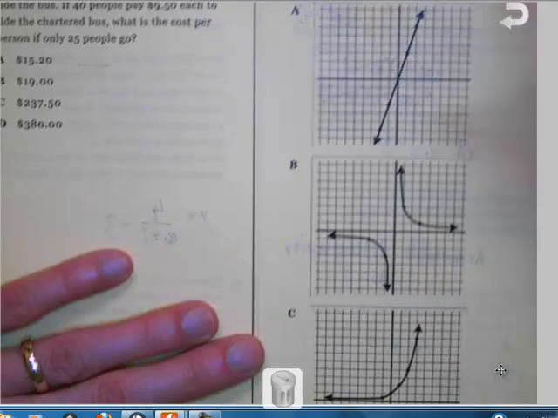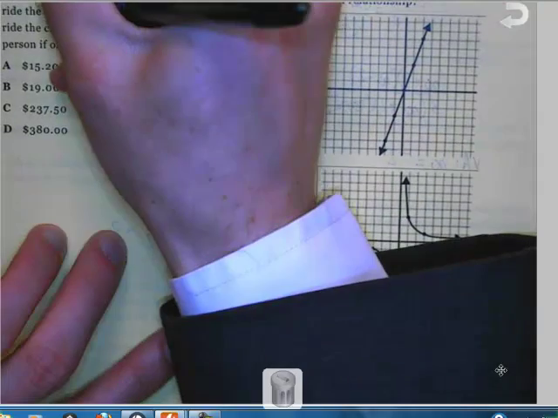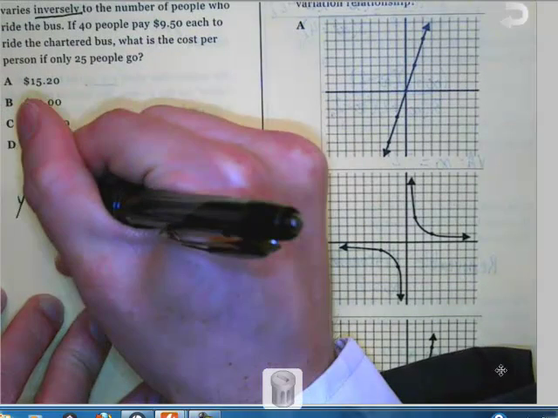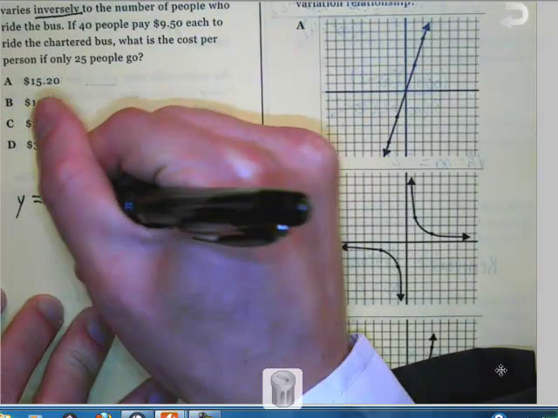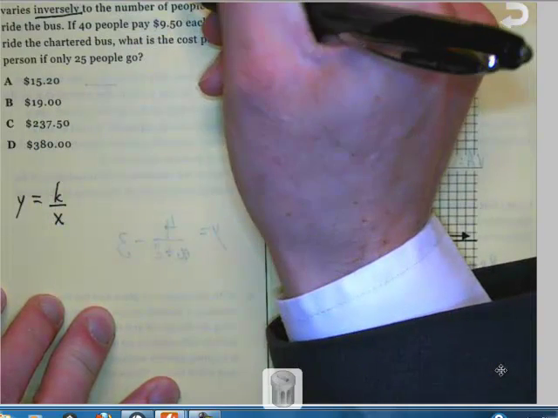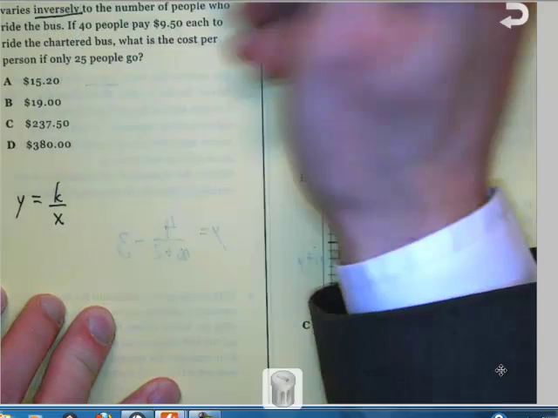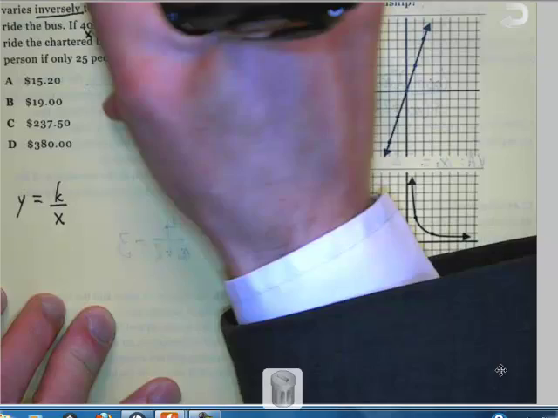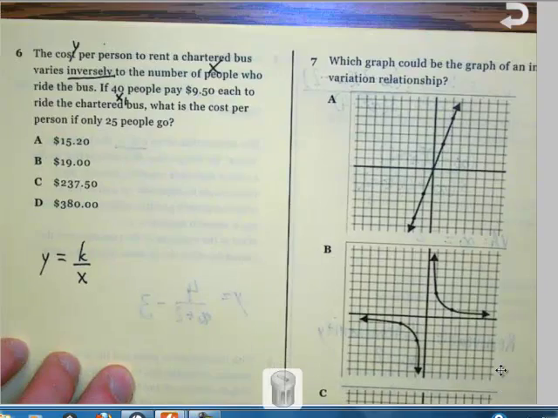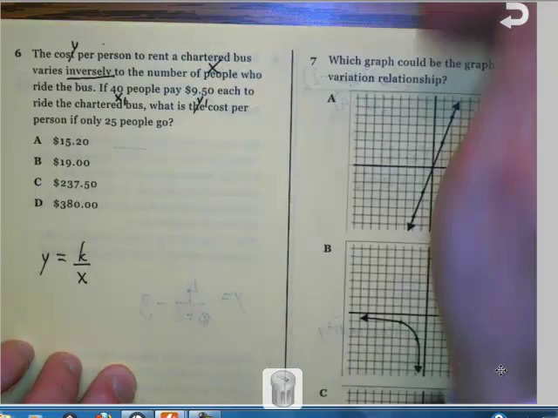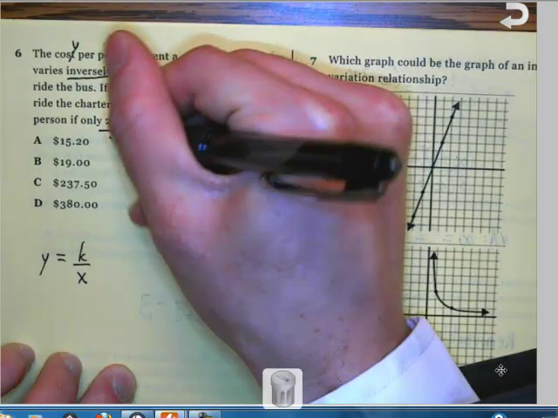Okay, the cost per person to rent a chartered bus varies inversely. Inversely means your formula is y is equal to k over x. And so 40 people, the cost per person is y, and the number of people is x. So 40 people is your x1. And 950 is your y1, and 25 is your x2.